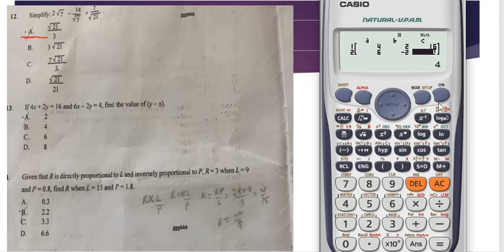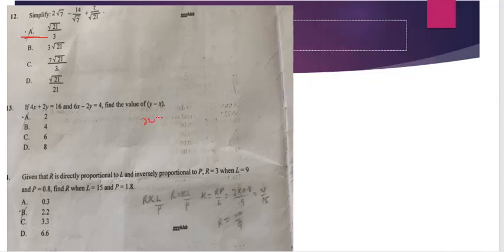Now after punching that, you click on the equal to sign again. So you'll be given the value for x. Value of x will be 2, and the value of y is 4. Okay, so from here you know that the value of x is 2, and the value of y is 4.